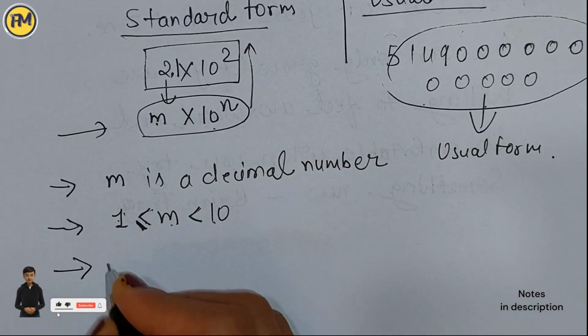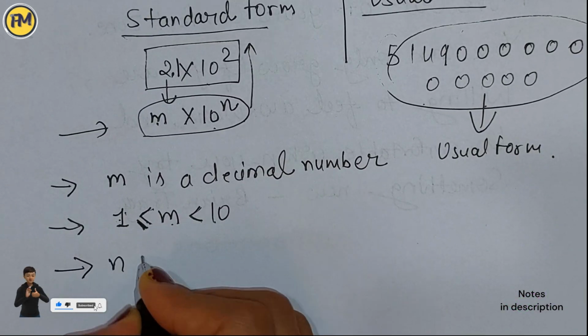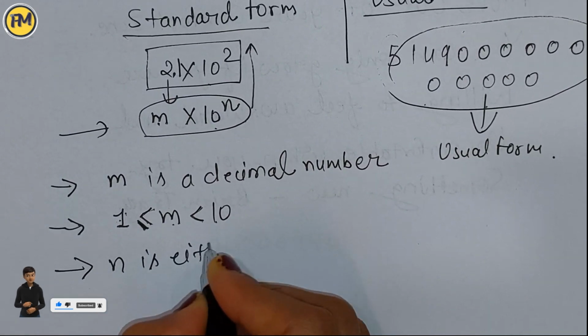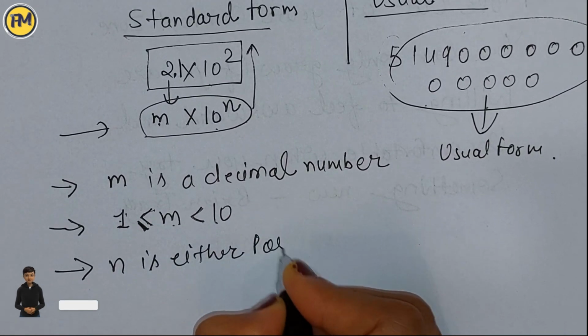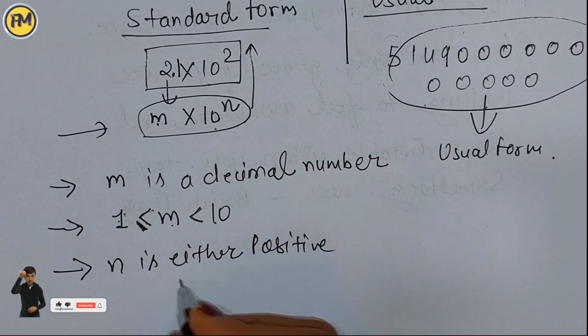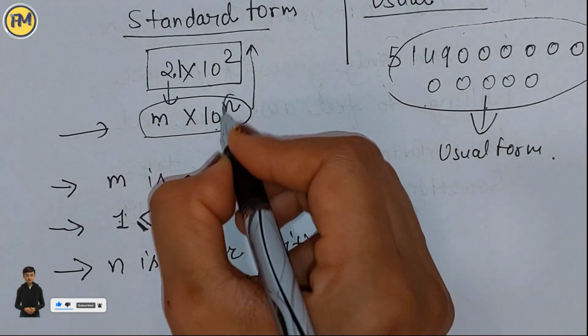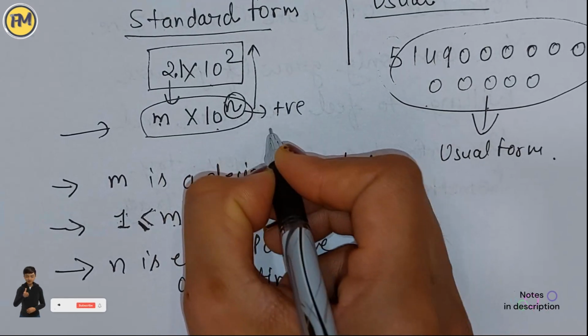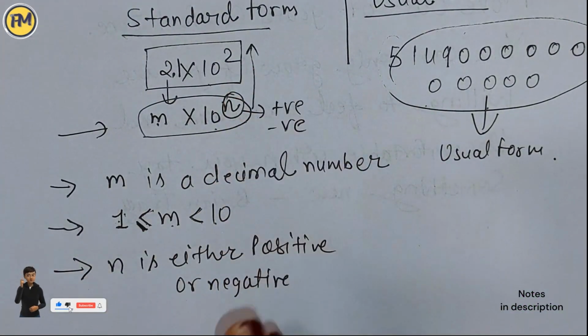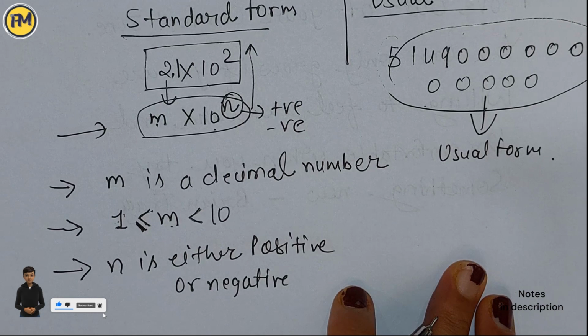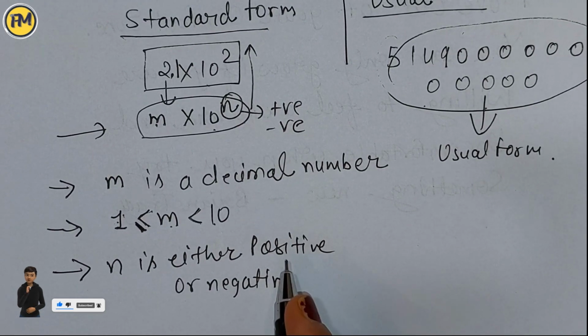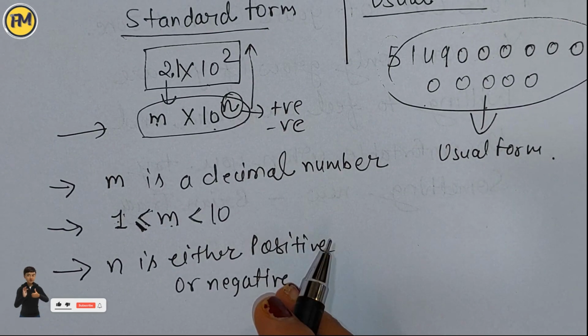And the third condition is that n is either positive or negative. So this n can be positive or negative. The power can be positive or negative. Okay, so now these are the conditions.